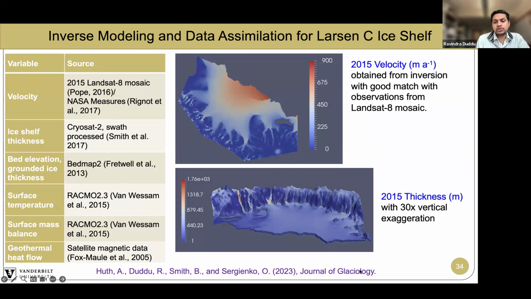The paper is published in the Journal of Glaciology in 2023, and we do an inverse model to estimate the initial state of the ice, the viscosity and so on. What we found is that if you don't include the Gibbs ice rise and Bowden ice rise, which are at the extreme regions shown by these red ovals, you don't get the right velocity field when you do the inverse. So that's an important point.